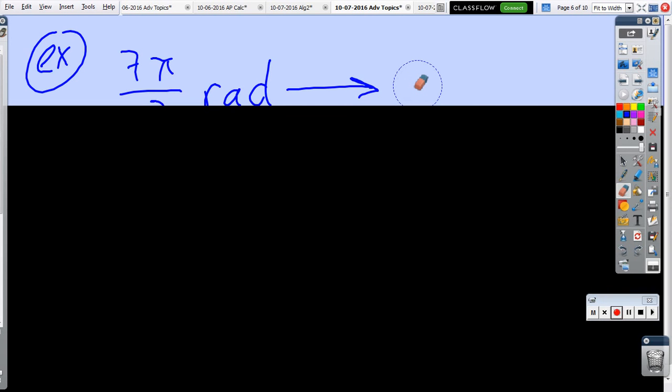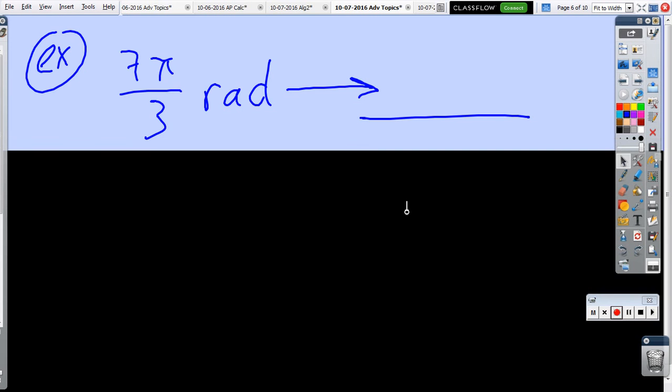Okay. All right. So this is the problem that we kind of left off on. Go ahead and try this. That's a 7, right? Yes. 7 pi over 3 radians.